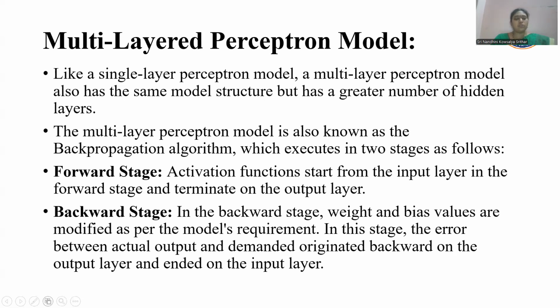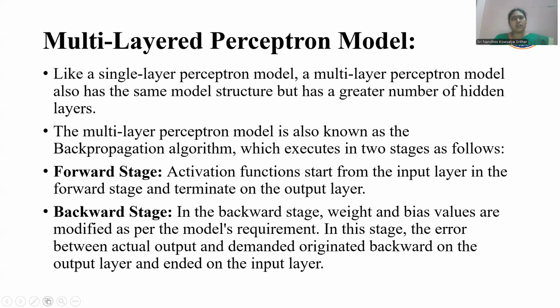So in the forward stage, we are giving the input along with its weights, then adding both values along with the bias, and applying the activation function, then we get the output. Then we compare the output value with the input value. So this is called the forward stage.